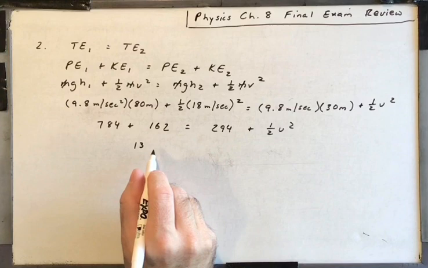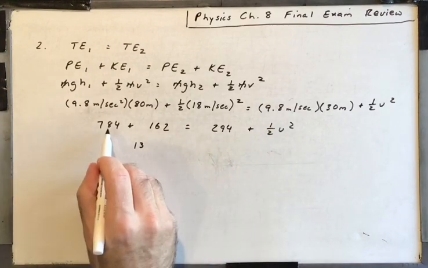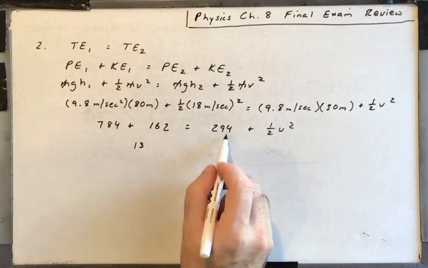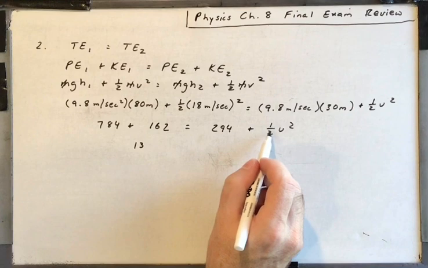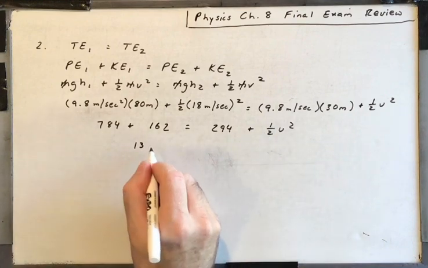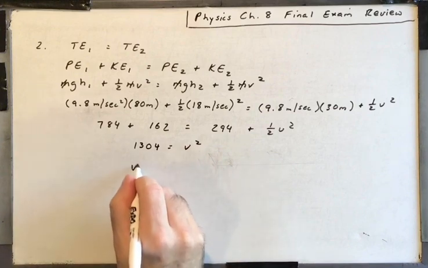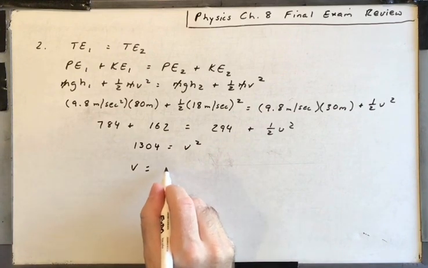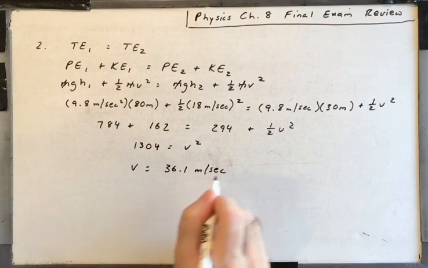Let's see, and you also multiply by 2, right? Subtract 784 plus 162 minus 294, and then multiply both sides by 2. You would get 1304 is equal to v squared. So take the square root of that, and you'll get 36.1 meters per second.